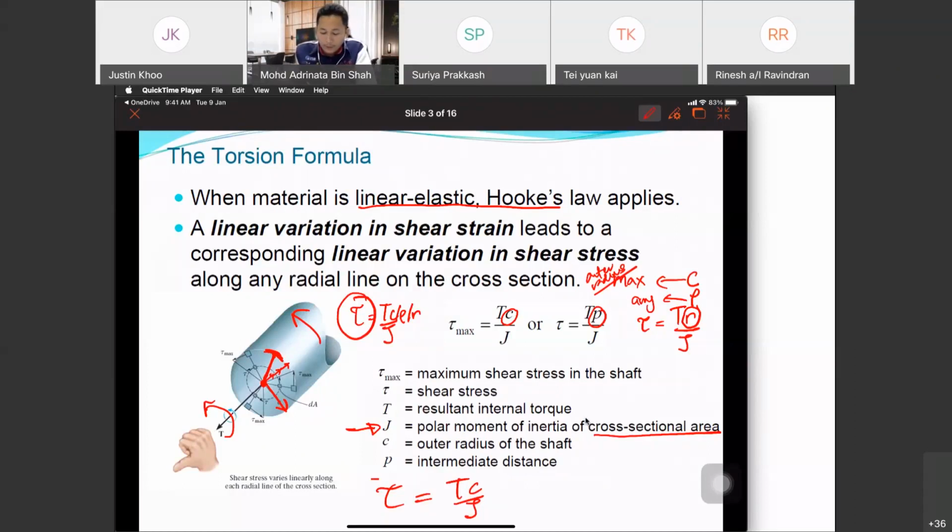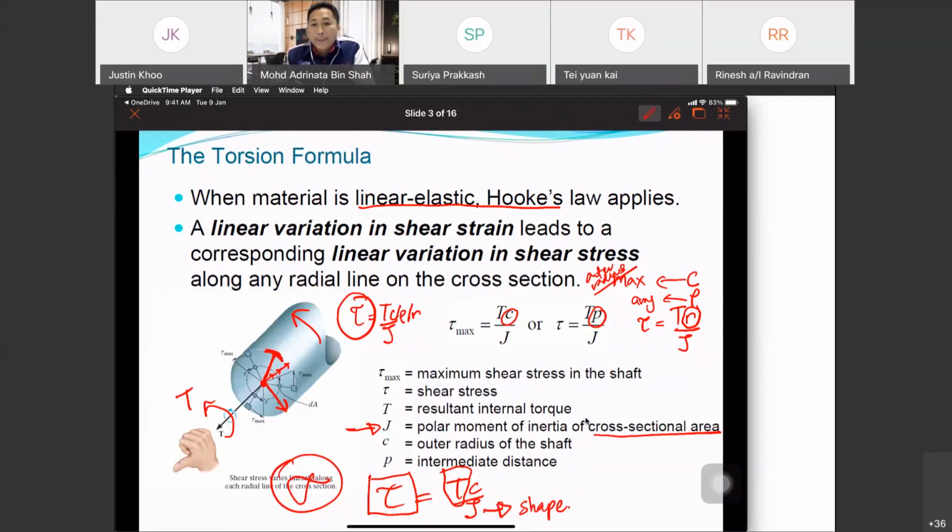So tau is the value. Tau is the same as sigma. It is stress. It is shear stress. T is like a load, like P. In normal stress, P is the load given. So T is the torque, the load, and it is given or we have to calculate it. We need to know C, which is the radius or maximum radius. J depends on shape.